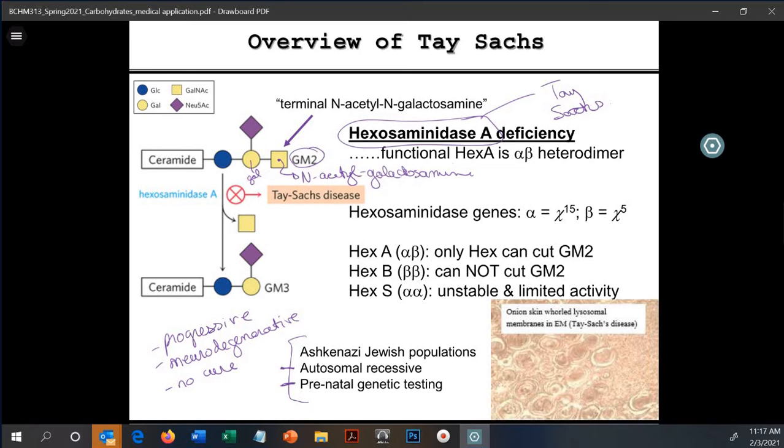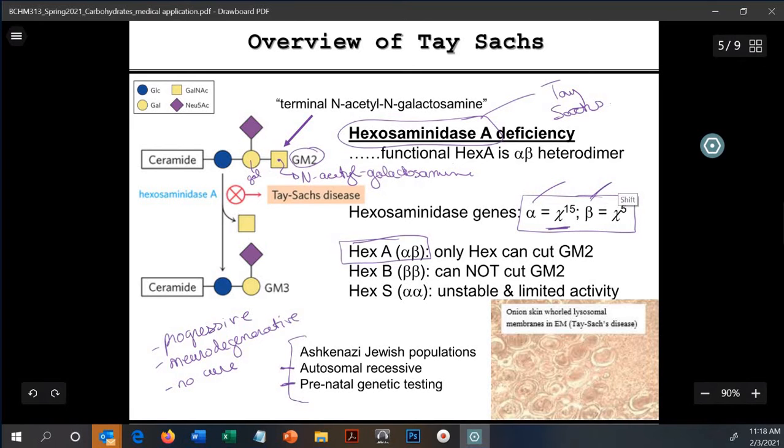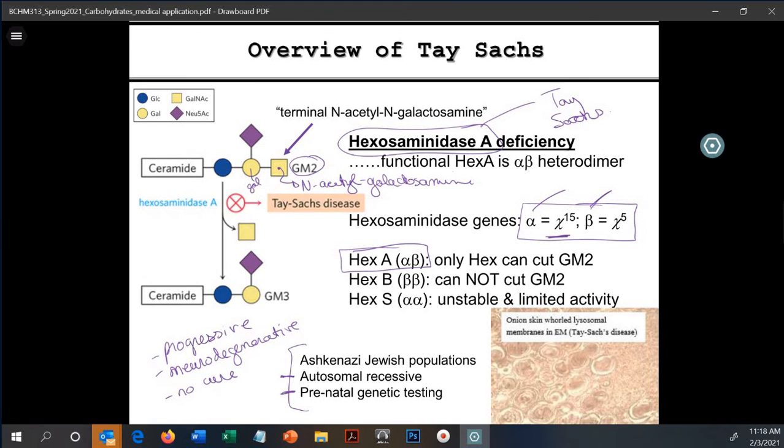If we look at this gene, there's actually 2 loci in the genome that are required to make a functional Hex A. So there is a gene for an alpha subunit, and that is on chromosome 15. And there's a gene for a beta subunit, and that is on chromosome 5. Now, hexosaminidase A requires 1 alpha and 1 beta subunit. So these are 2 protein chains synthesized from 2 different genes at 2 different loci in the genome.